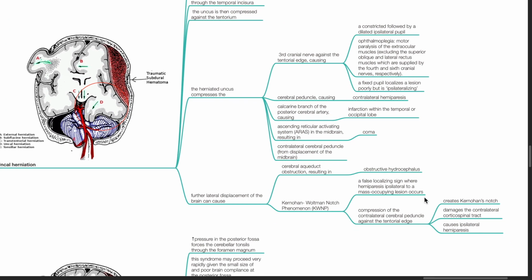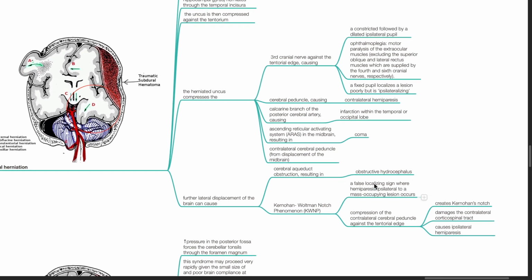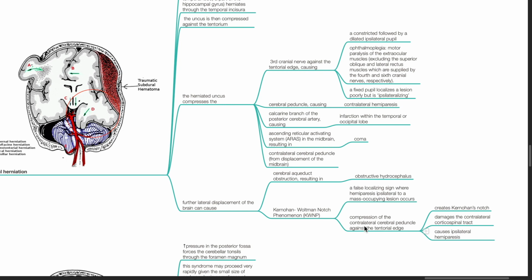Further lateral displacement of the brain can cause cerebral aqueduct obstruction resulting in obstructive hydrocephalus, and the Kernohan-Woltman notch phenomenon, which is a false localizing sign where hemiparesis ipsilateral to a mass-occupying lesion occurs. Compression of the contralateral cerebral peduncle against the tentorial edge creates the Kernohan's notch. This damages the contralateral corticospinal tract and causes ipsilateral hemiparesis.